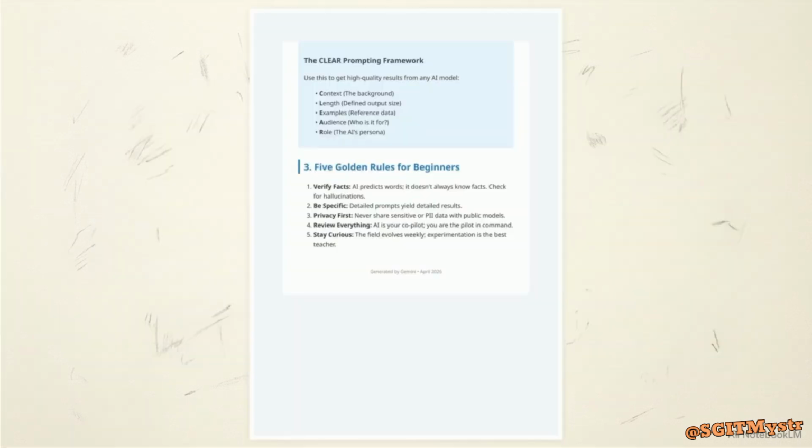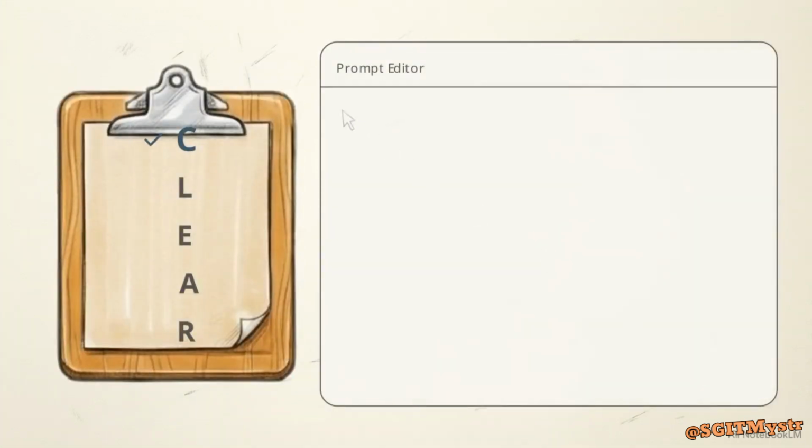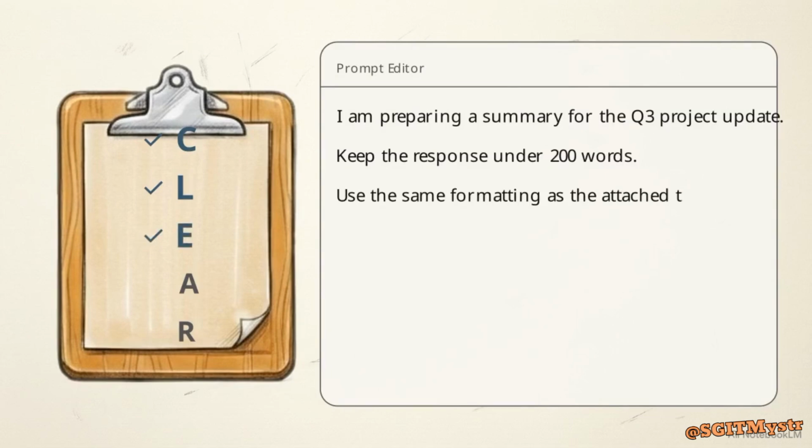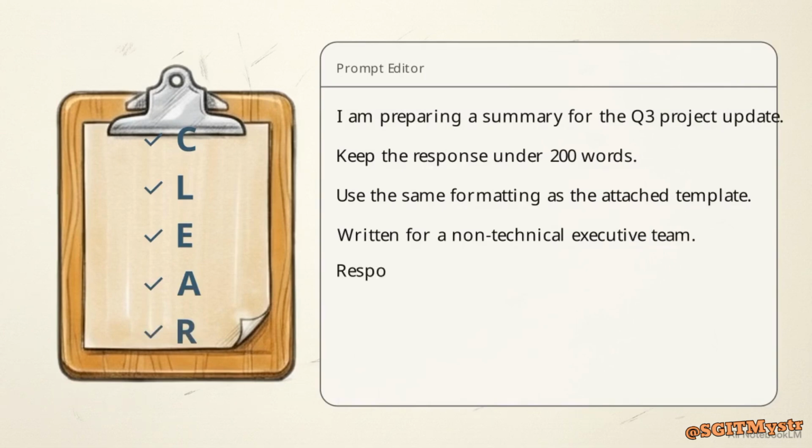To provide that structure, we use the CLEAR framework. This is the standard methodology for generating high-quality results from any large language model. Step 1. Context. Define your task's background. Next, length. Dictate constraints for concise output. Third, examples. Provide references setting the standard tone. Then define the audience, adjusting the vocabulary. Finally, assign a role. Instruct the AI's specific persona.